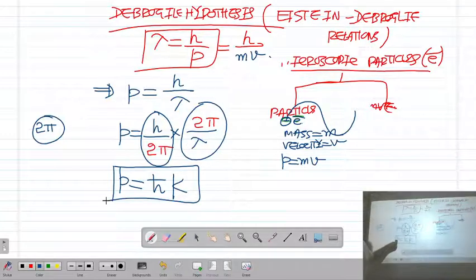Here p is the momentum of the particle, which is a characteristic of the particle, while the wave vector is a property of the wave. So this is a relation between the momentum of the particle and the wave vector of the wave.